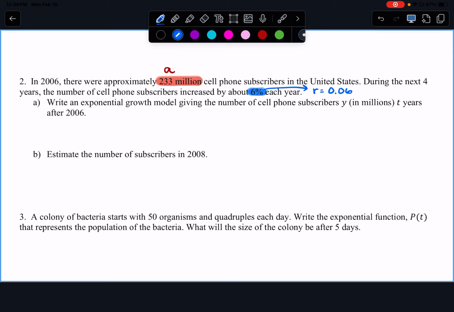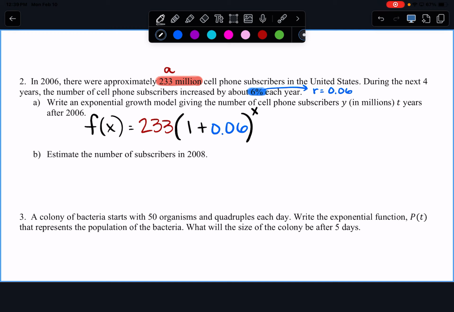So let's write this equation. We're going to do f of x is equal to 233 times 1 plus 0.06. And what power do I need to raise that to? Do I need to raise it to the fourth? This just wants us to write an equation. Yep.